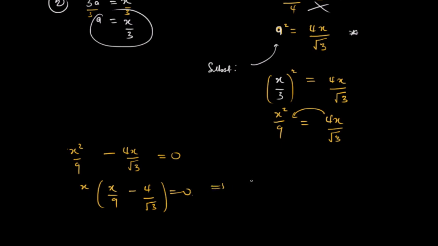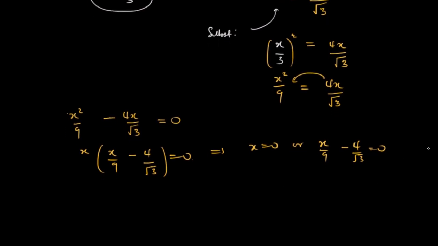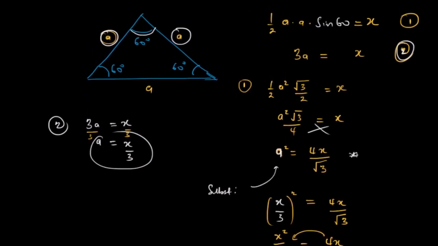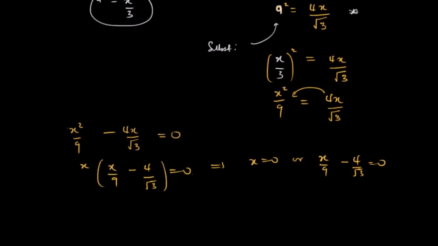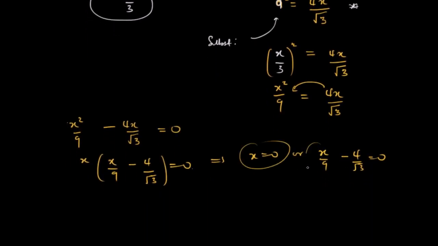So this implies that either x equals 0 or x all over 9 negative 4 all over root 3 equals 0. So that's what we obtained for the first one, when you have x equals 0. Then to solve this, you have x all over 9. So it's going to be x all over 9 minus, or you can bring this to this side. So this becomes plus 4 all over 3. So this becomes 4 all over, sorry, this 4 all over root 3. So that's 4 all over root 3.